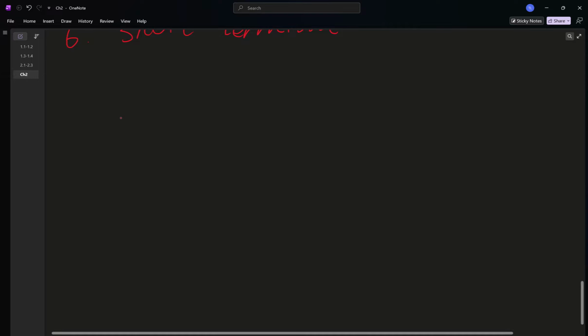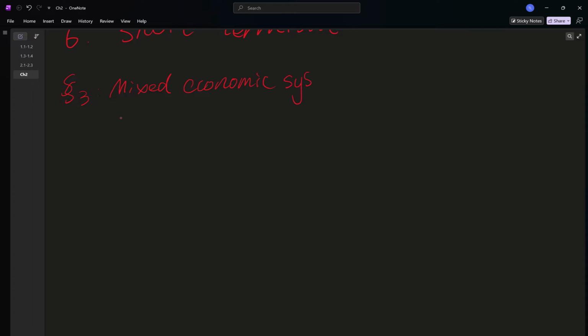Okay, so now we are getting into section 3, mixed economic system. Definition. A mixed economic system is somewhere between the planned economic system and the market economic system. This is something in between, and it is considered to be the most ideal for now.